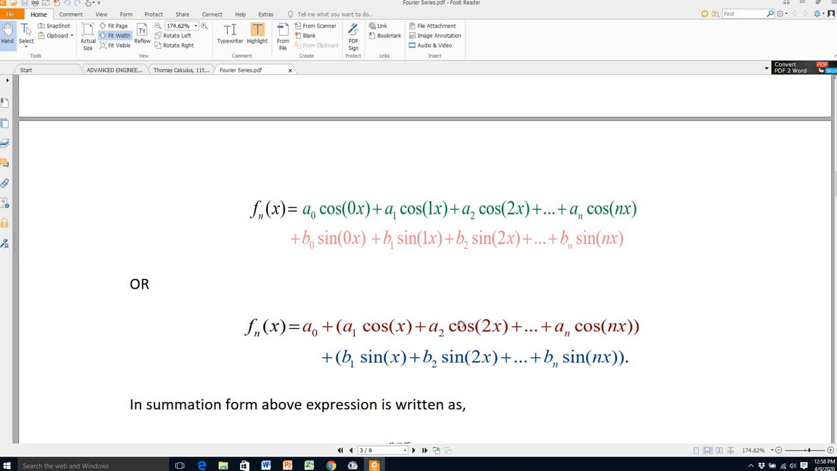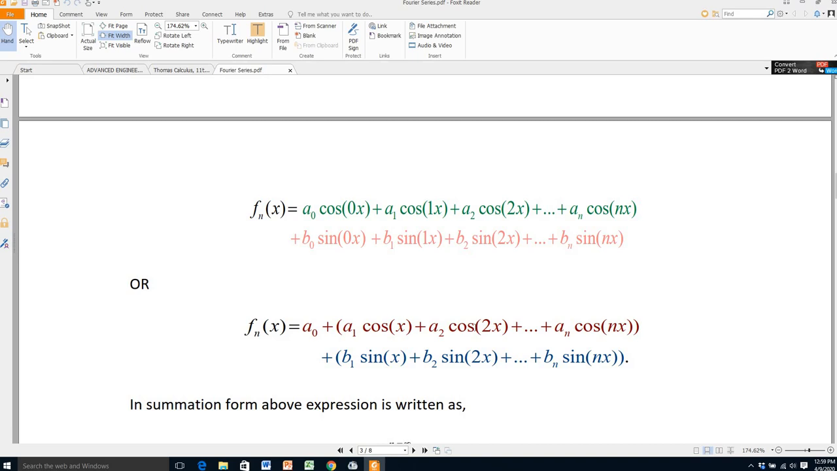And we also express such a function in summation form. You see here the subscript of a is 1 and the coefficient of the angle is 1. Here the subscript of a is 2 and the angle is 2. In this way, if we want to write such a big expression in a smaller way, we use a summation expression.